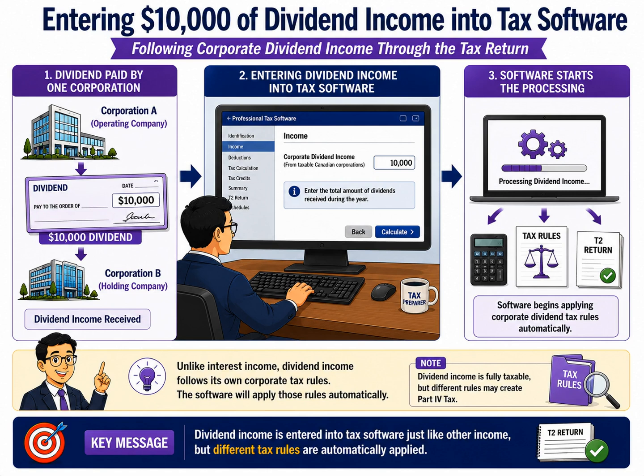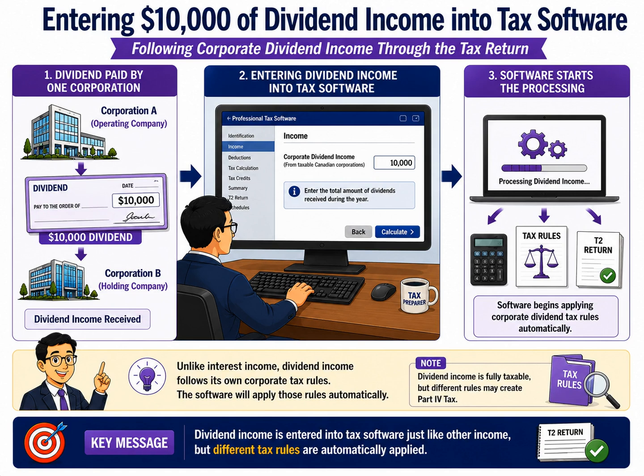However, this is where dividend income becomes different from interest income. When the software recognizes that the income is a corporate dividend, it does not apply the same tax rules used for interest income or rental income. Instead, it automatically switches to the special tax rules that apply specifically to dividends received from another corporation. This is an important distinction.